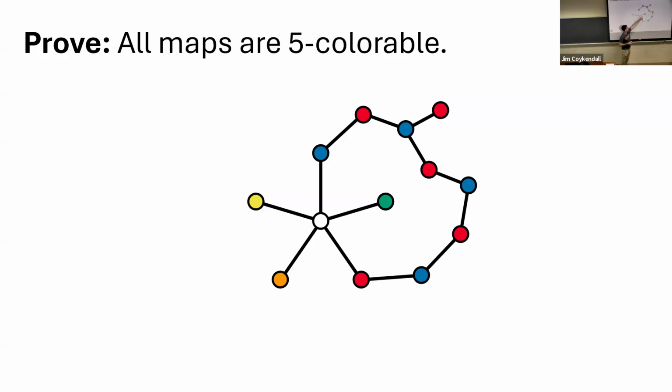So that red-blue chain, by the way, these have now been called Kempe chains after Kempe. I'll probably say that. So the red-blue Kempe chain is completely surrounding the green vertex, and it's actually keeping it from these yellow and orange.